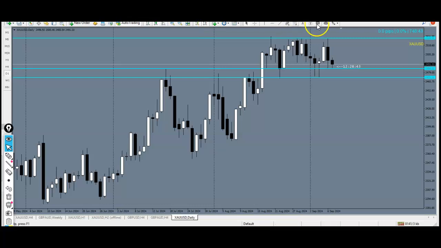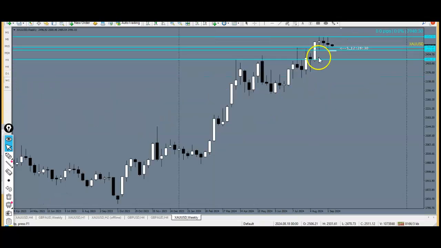So let me mark that zone. So price could come into this zone. Its next target will probably be this zone here. I'll leave all these levels so that we can look at them later in the week. So the next target will be here if it breaks that low, and then if it breaks this one as well, let's say this zone here.